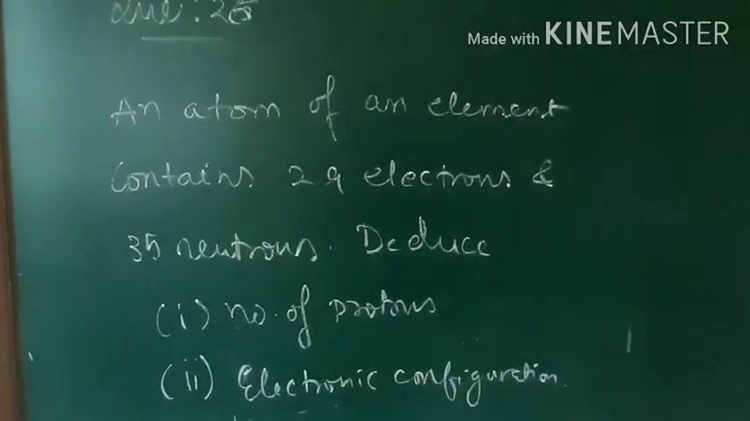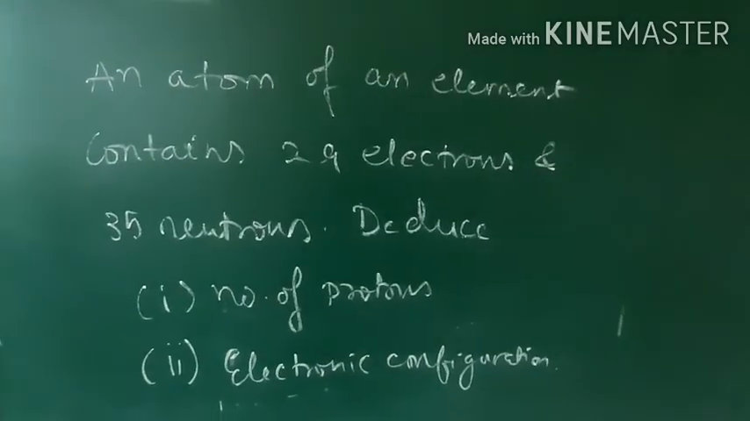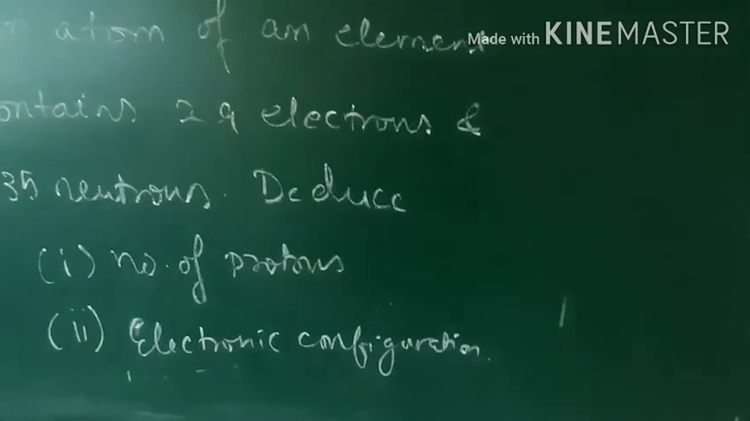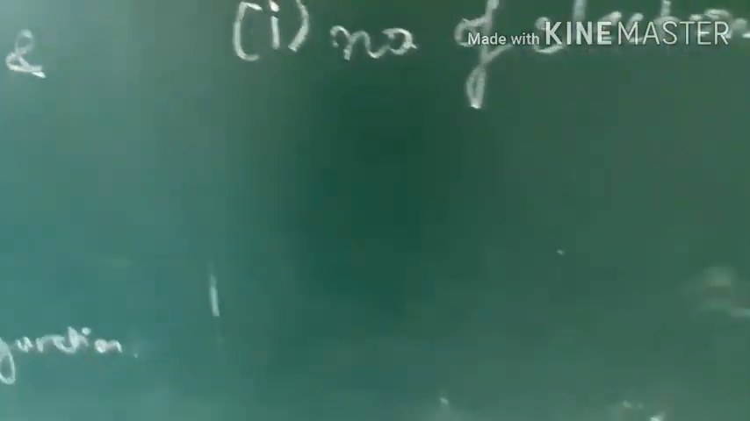Now children, in question number 26, an atom or element contains 29 electrons, so we have to find the number of protons. In 9th class we have learned that the number of electrons is always equal to the number of protons. So here the number of electrons is 29, so the number of protons is also equal to 29.